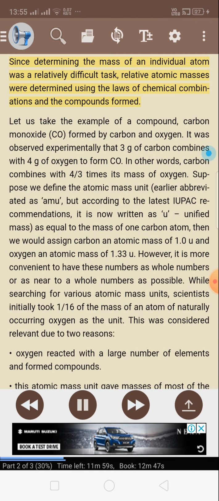Since determining the mass of an individual atom was a relatively difficult task, relative atomic masses were determined using the laws of chemical combinations and the compounds formed. Let us take the example of a compound, carbon monoxide, CO, formed by carbon and oxygen. It was observed experimentally that 3 grams of carbon combines with 4 grams of oxygen to form CO. In other words, carbon combines with 4/3 times its mass of oxygen.